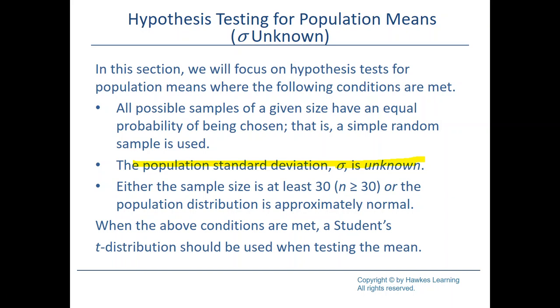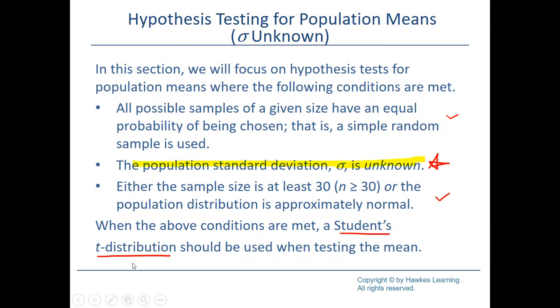Now, because I do not know the population standard deviation, that's very important to make note of. As long as this condition and this condition are met, it can be either a Z or a T. Because this is unknown, this is what tells me that we are now in a student T distribution.